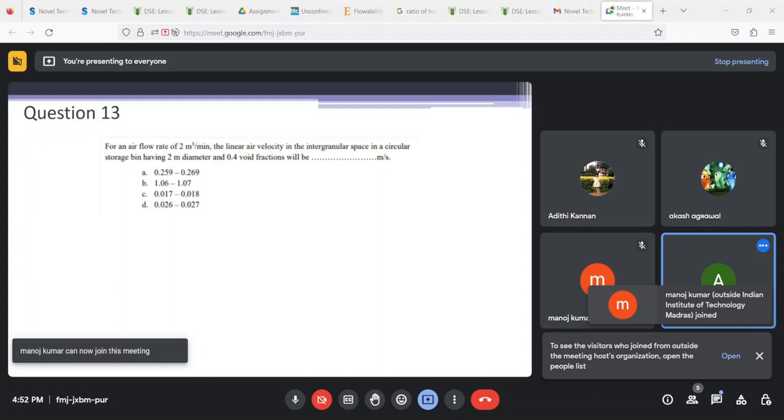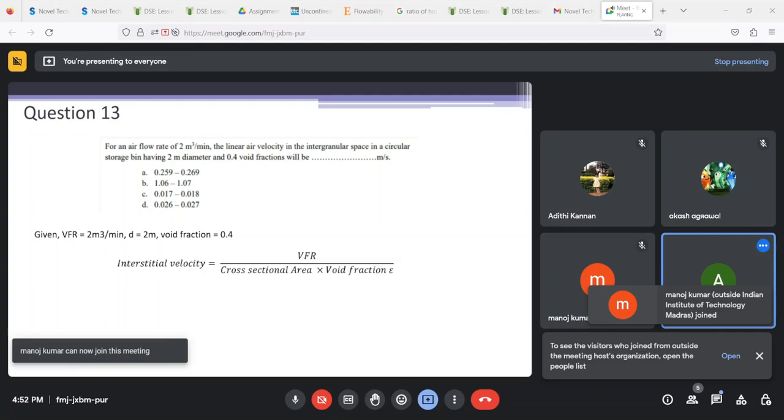So when you want to convert flow rate into velocity, you divide it by the cross-sectional area through which your air is flowing. Let's say the air is going from the base of the bin. Given here is volumetric flow rate is 2 meter cube per minute. The diameter of the storage bin is 2 meters. The void fraction is 0.4.